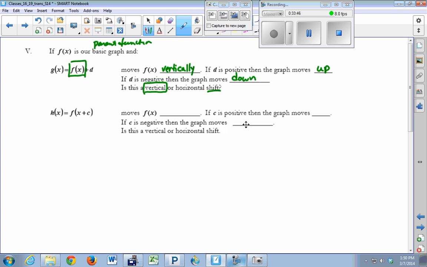Okay. h of x is the transformation on f where we've added c to the input value x. So we're already affecting the input before we perform the function. Now we don't know what the function is here. The function could be squaring this or square rooting it or absolute value. We're just saying we're changing our input. Anytime we change our input, it moves our function horizontally. And if c is positive, it moves the graph left. And if c is negative, it moves the graph right. And this is a horizontal shift.